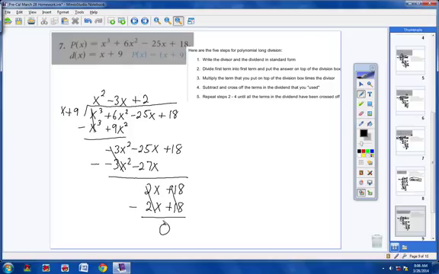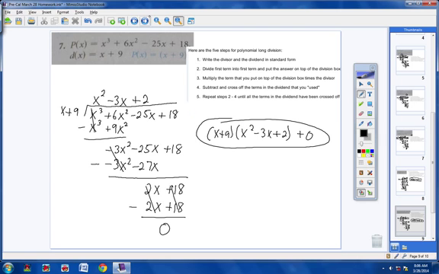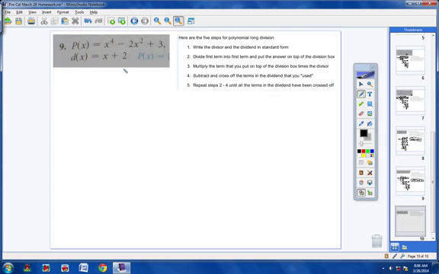Now in this case, you don't have to put plus 0. I think in the book they did. So they took their divisor, x plus 9, and they multiplied it times x squared minus 3x plus 2, and then they put plus 0 for the remainder, and that's fine. You don't have to put the plus 0 if you don't want to. Okay? And now moving on to number 9.